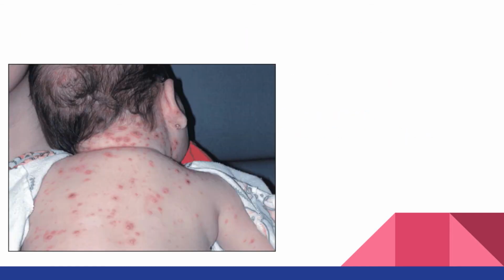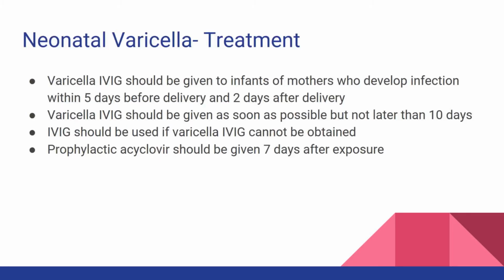Looking at neonatal varicella, that's more of your late onset, so that's occurring within those first couple days of an infection. So if mom gets a varicella infection immediately prior to delivery or in the first couple days after delivery, that's where this infant is more likely to show up with lesions like this. So neonatal varicella, that's again if the infant has maternal exposure within 5 days before delivery or 2 days after delivery. In that case, varicella IVIG should be given to the infant.